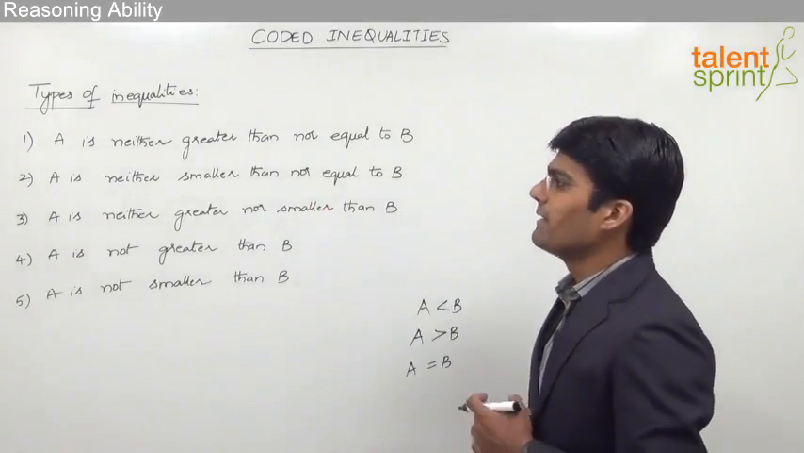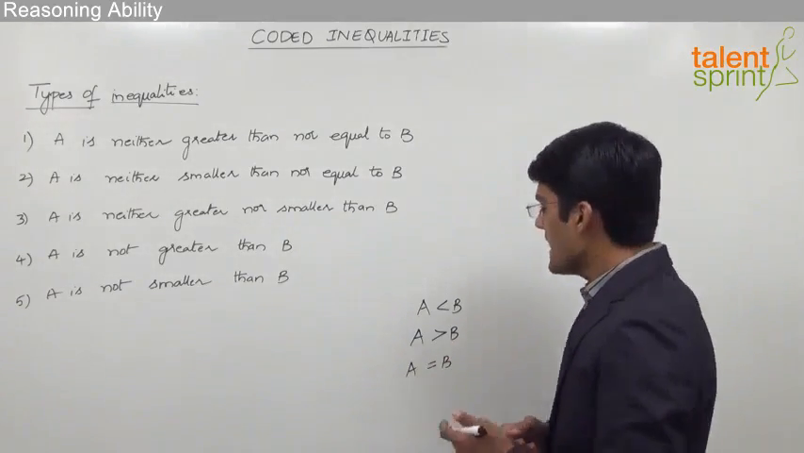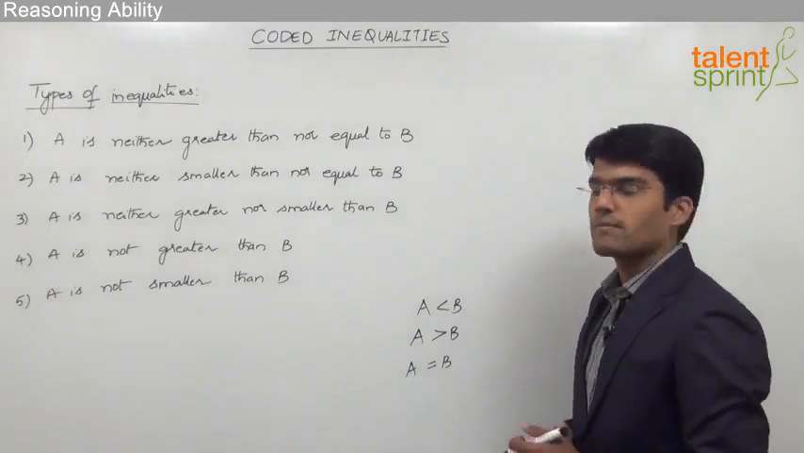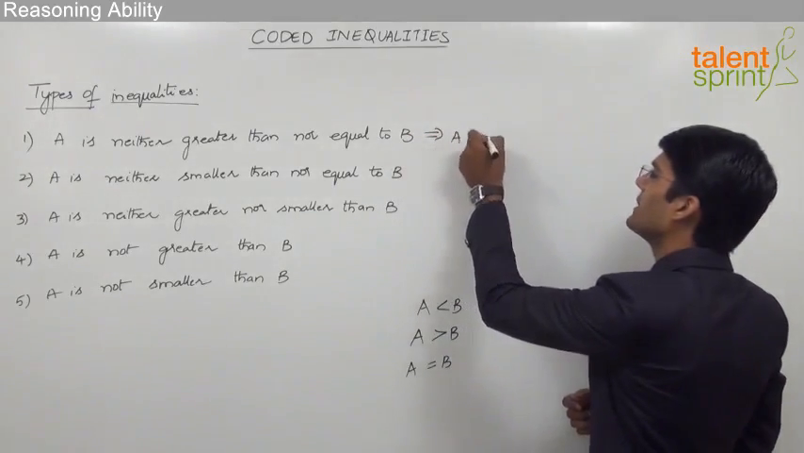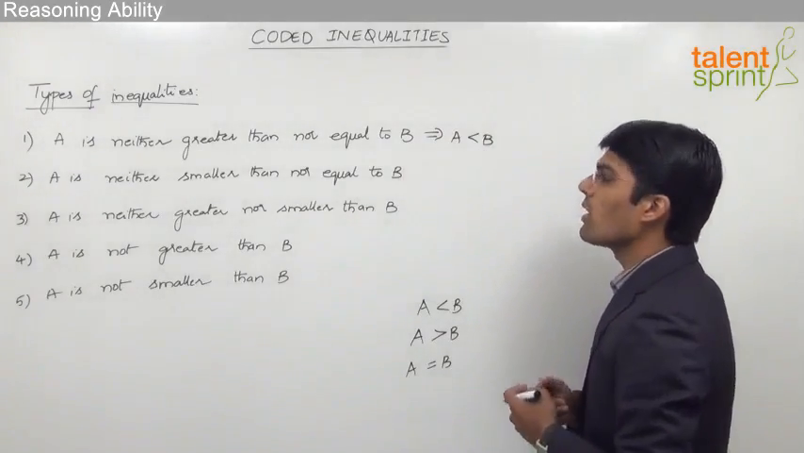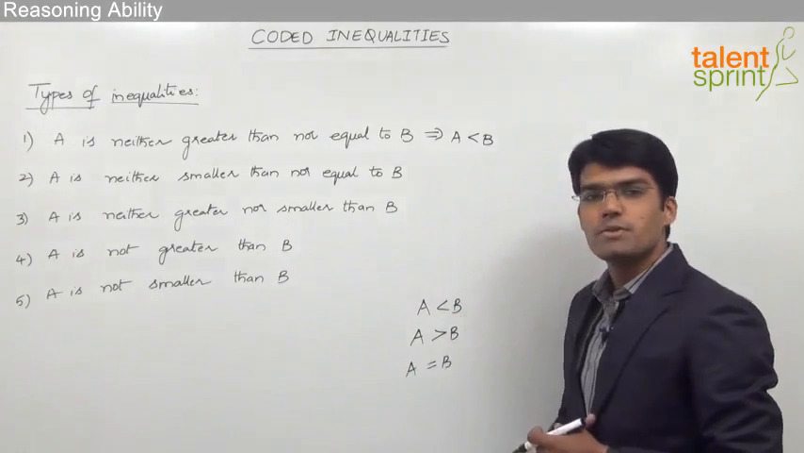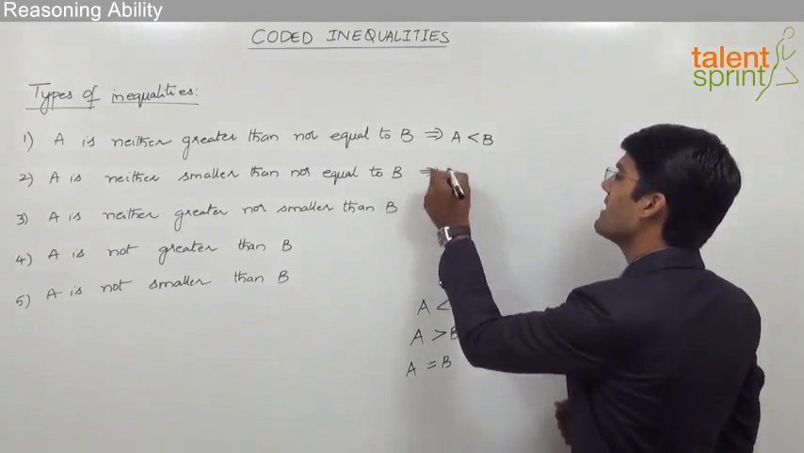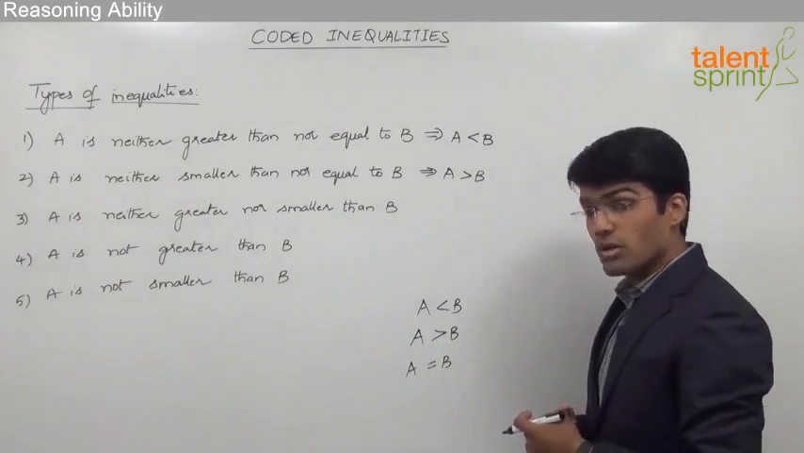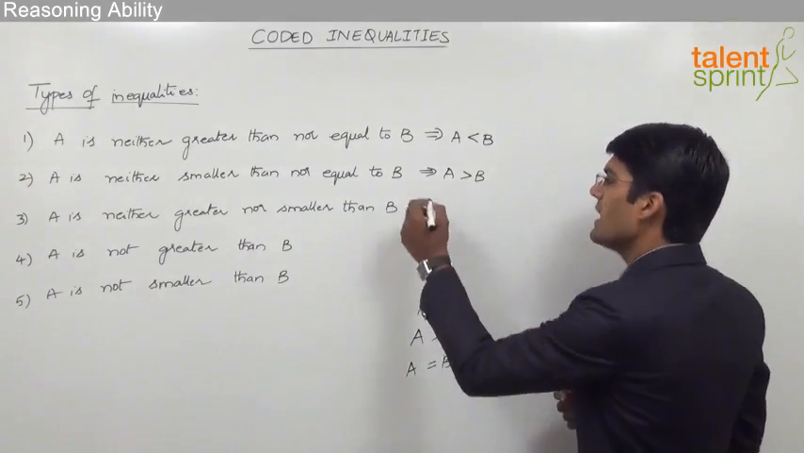If you look at the first statement, it says A is neither greater than nor equal to B. So the only possibility is A should be less than B. The second one says A is neither smaller than nor equal to B. So the only left out possibility is A should be greater than B. The third one says A is neither greater than nor smaller than B. So the possible comparison between A and B should be A is equal to B.